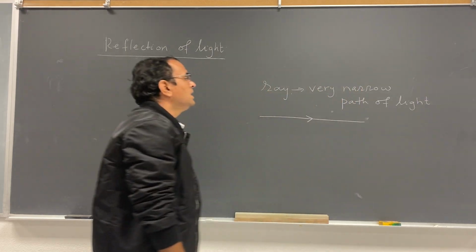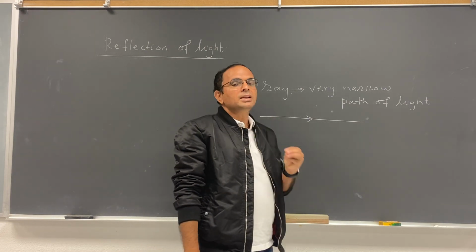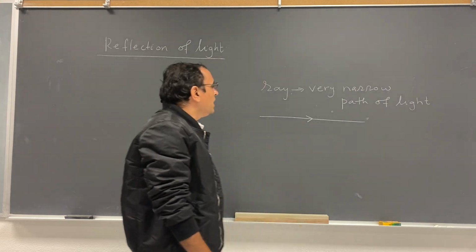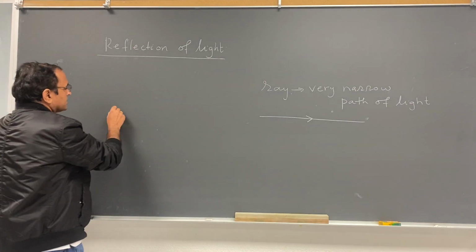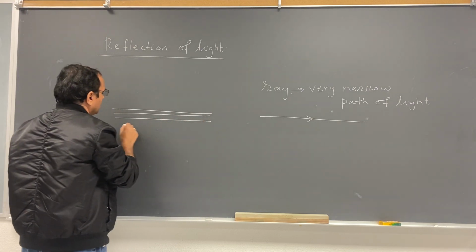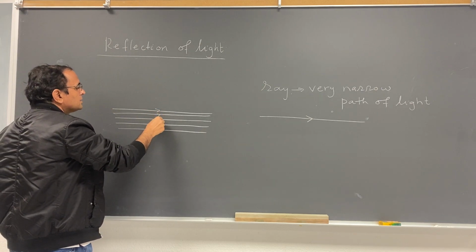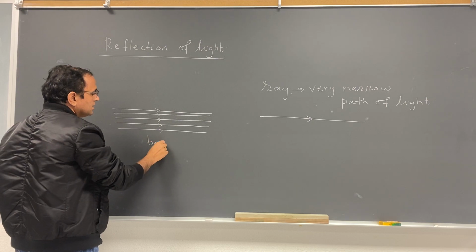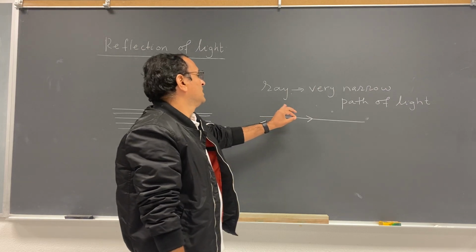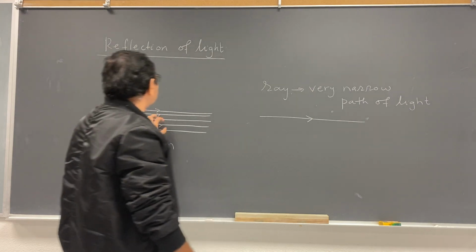This is called as the ray, and we know that the ray of light or simply light always propagates in a straight line, and the collection of rays like this, collection of rays, this is called as beam. Okay, so this is a beam. Beam is the collection of rays, and this is a single ray. This is very narrow path of light. So this is a ray, this is a beam.